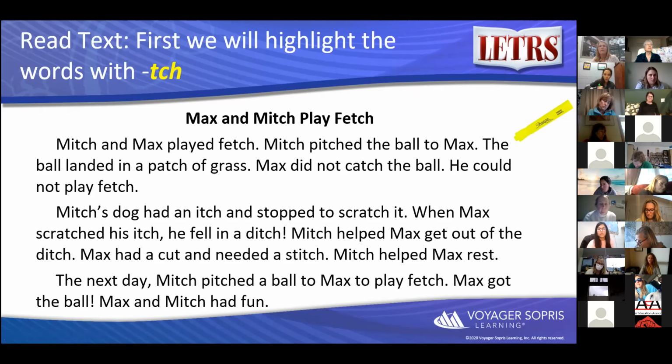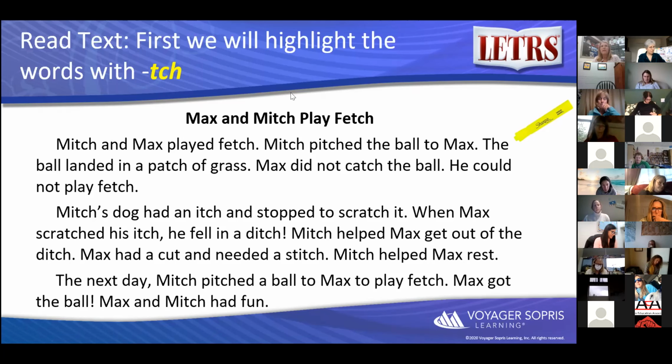See if we agree on the number, including the title. So it looks like we have 23, including the title. Right there, you have 23 opportunities for the student to now see this in the context of a sentence and a story and to practice reading that word.